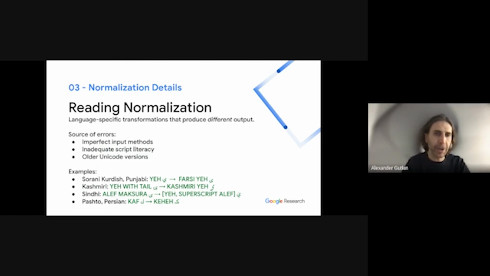So for example, in Sorani Kurdish and Punjabi orthographies, Farsi ye should be used instead of a ye, or in Pashto and Persian, KH should be used instead of a kaf. And of course, in each of those cases, the resulting transformation would produce an outcome which would be different from the original. Nevertheless, those transformations are necessary.